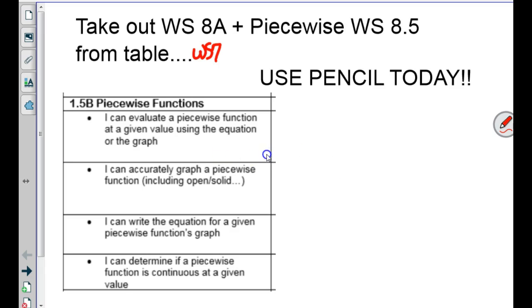We're starting class, recording. Okay, piecewise functions: you have to be able to evaluate them, graph them, write the equation of a graph, and tell if they're continuous. Those are the things you have to be able to do today.